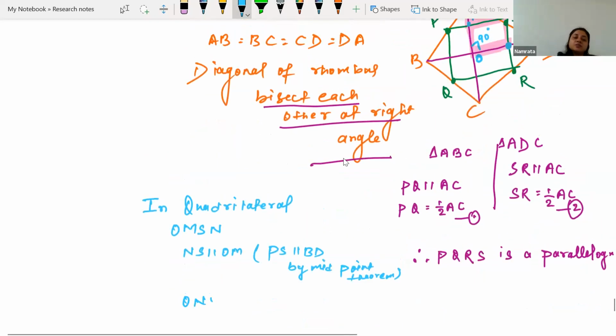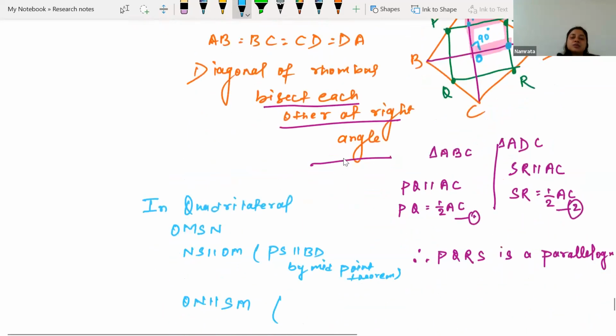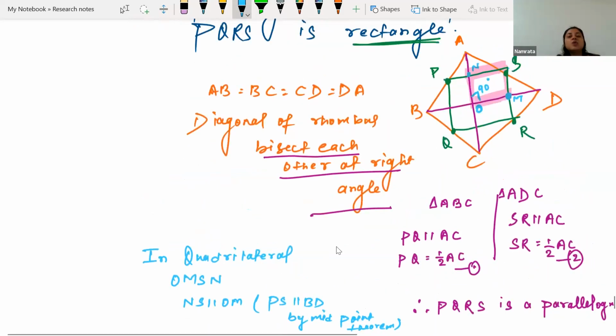ON is parallel to SM. Why? Because SR was parallel to AC. Now in this smaller quadrilateral OMSN, opposite sides are parallel with each other. Hence it's a parallelogram, right?